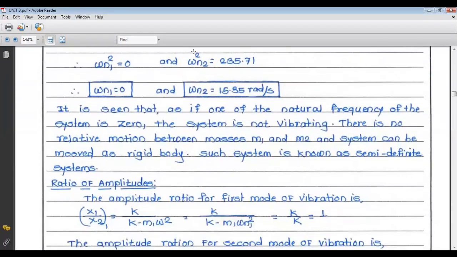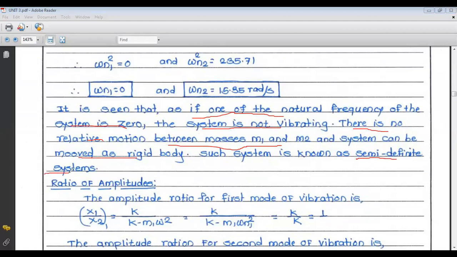Now it is seen that if one of the natural frequencies of the system is 0, then the system is not vibrating. The system is non-vibrating. Therefore, there is no relative motion between the two masses m1 and m2. So the system can be moved as a rigid body. Such a system is known as a semi-definite system.